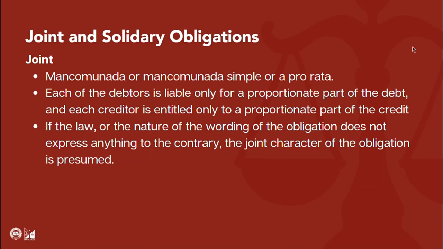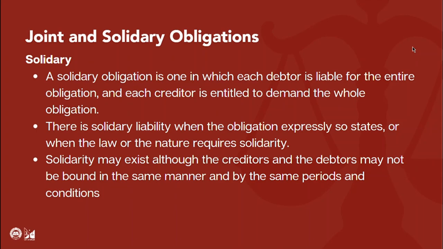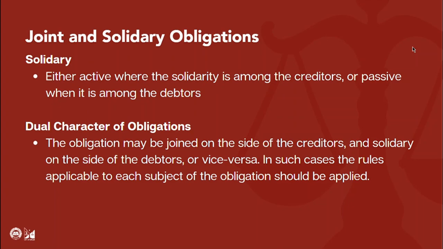A solidary obligation is one in which each debtor is liable for the entire obligation, and each creditor is entitled to demand the whole obligation. There is solidary liability when the obligation expressly so states, or when the law or the nature requires solidarity. Solidarity may exist although the creditors and the debtors may not be bound in the same manner and by the same periods or conditions. This is either active, where solidarity is among the creditors, or passive, when it is among the debtors.